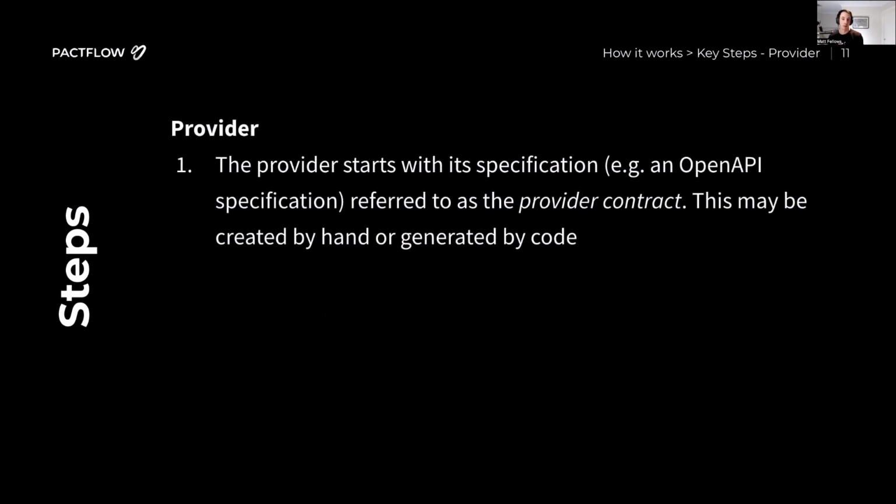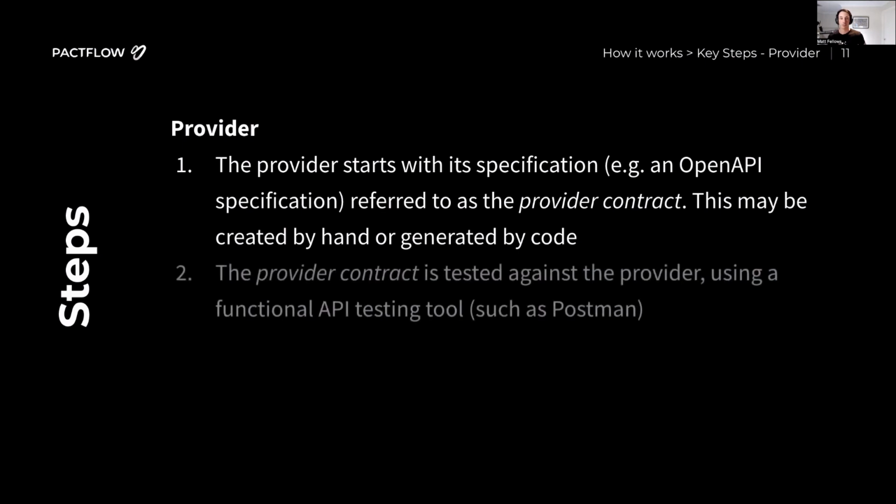Similarly, on the provider side, it's going to look quite similar. The provider starts with a spec or its provider contract, in this case, an OpenAPI. It can be generated by hand or generated by code. We don't really mind. If it's generated by code, you probably don't need to do any testing. We can talk about this later. Whereas if you generate it by hand, you need to bring your own tool to make sure the integrity of that file is sound and it does represent what the provider can actually do.